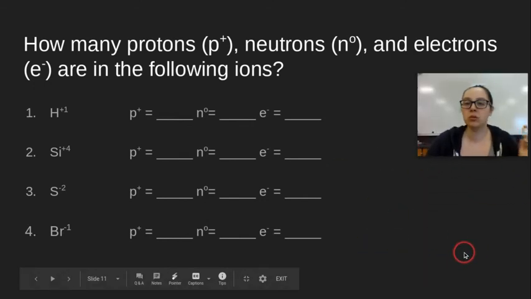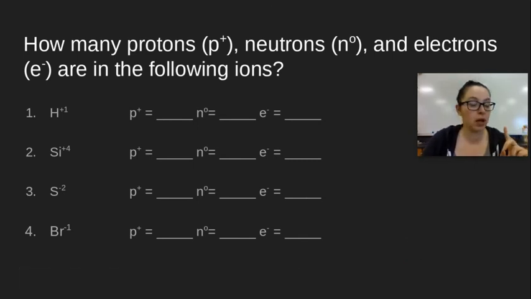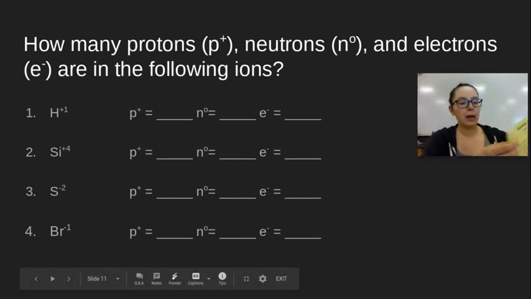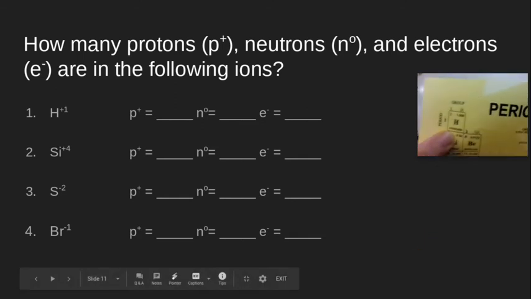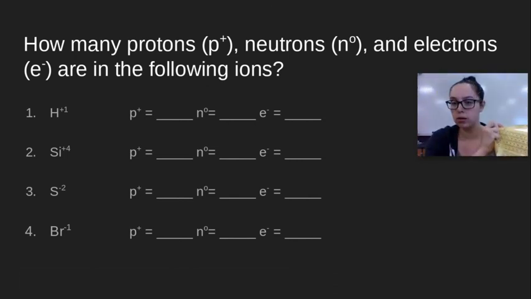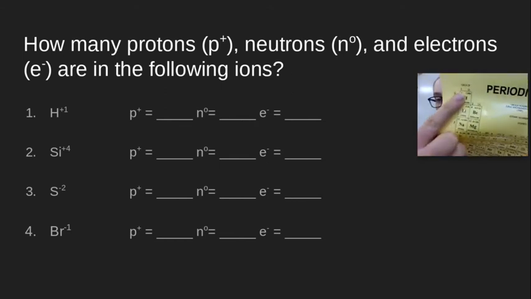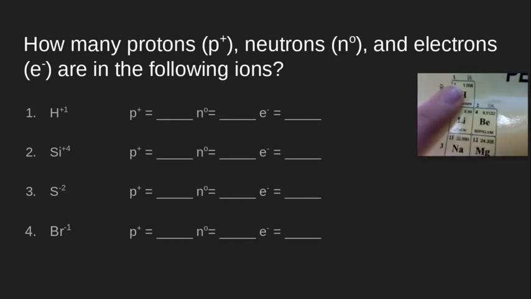So how many protons, neutrons, and electrons are in the following ions? In order to determine our protons, we have to look at the type of element that it is, and we have to look at the atomic number. So first one, hydrogen. I grab my periodic table and I say, oh, hydrogen's right here. It has an atomic number of 1. That means I'm going to have 1 proton. Then I need to go and say, oh, its atomic mass, rounded to the nearest whole number, is also 1.